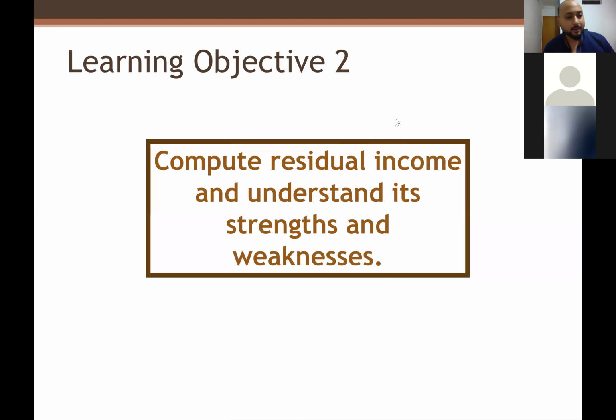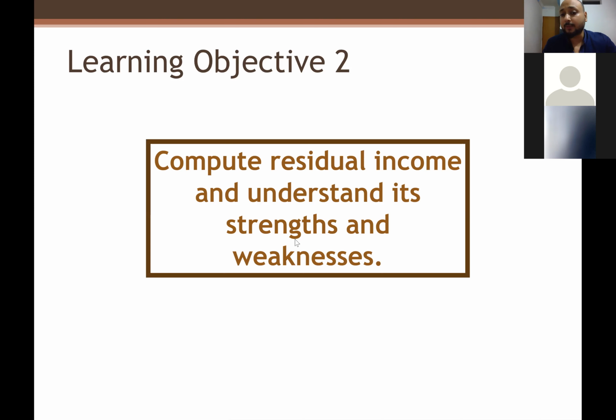Okay, class, welcome back after the break. So we completed our learning objective 1. And now our second learning objective, which is to compute residual income and understand its strengths and weaknesses.